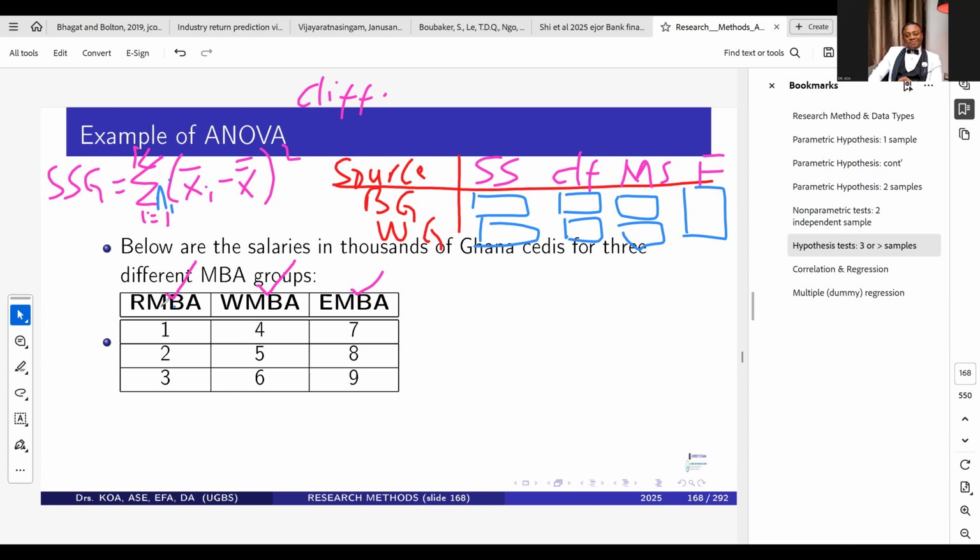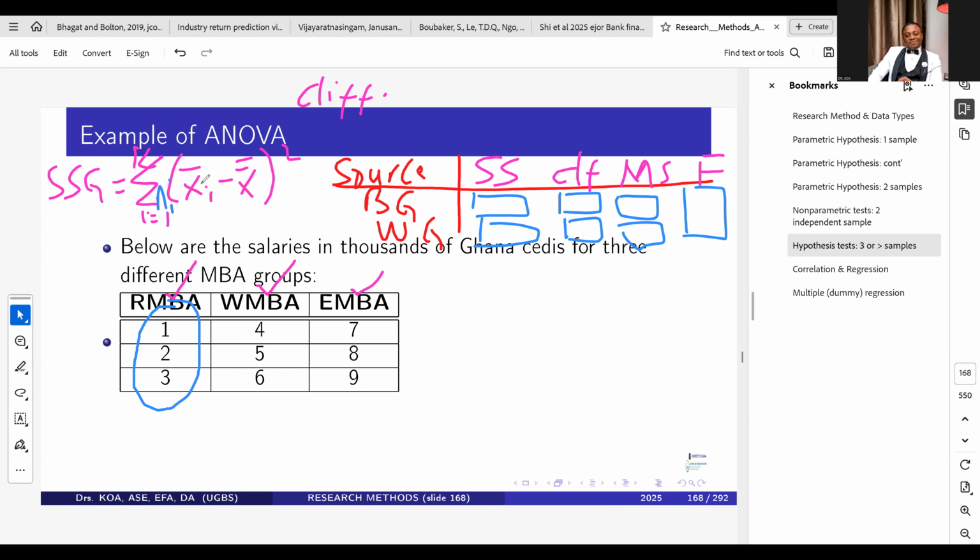So when you go to RMBA, what is the value of NI? Remember, NI is 3. What about WMBA? 3. What about EMBA? 3. Yeah, they are all easy. But sometimes you can have a situation where one is 3, one is 7, one is 9. But whatever it is, the NI refers to each of the sample sizes.